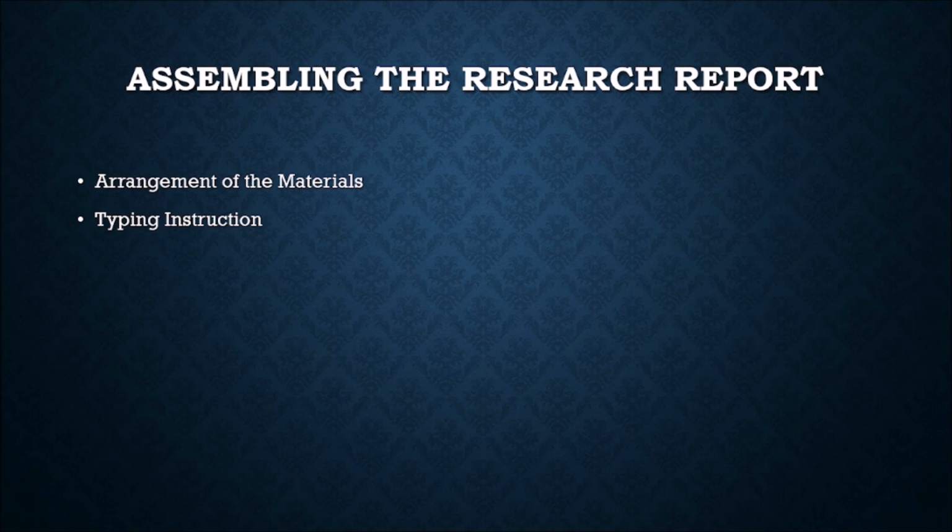Now we are going to study the types of instructions. The typing can be done by the investigator himself. However, if it cannot be done, he should also be in a position to give proper instruction and guidance to the typist, who is prepared to work with the patience and follow all instructions carefully. The research report should be typed on one side of the paper and should be typed double spaced all through, except long quotations.